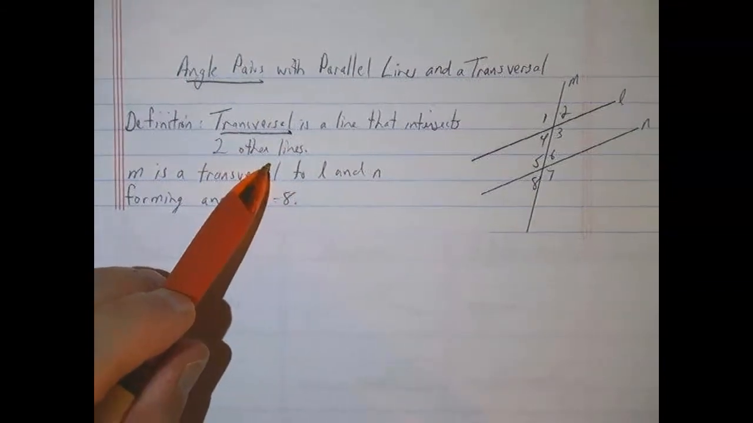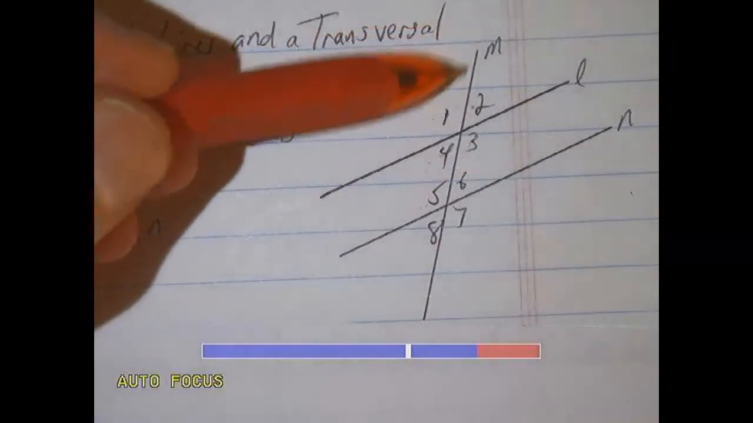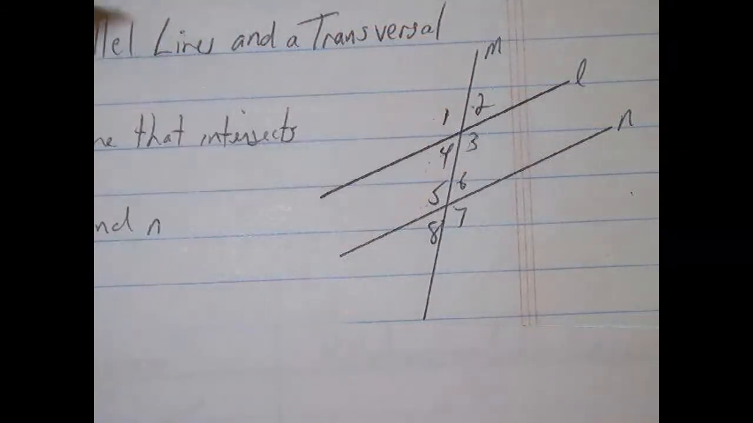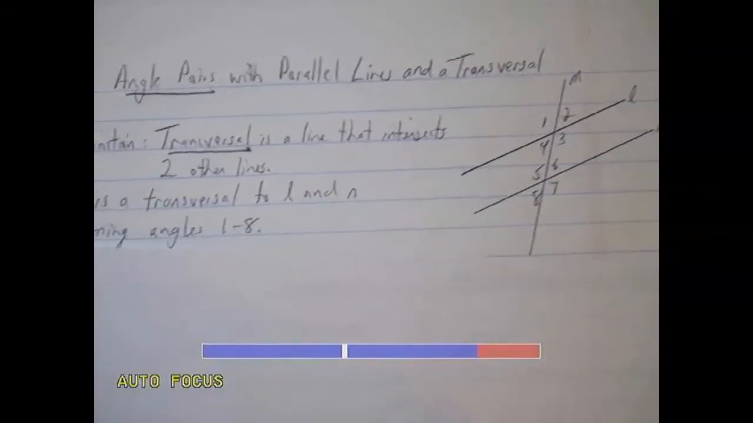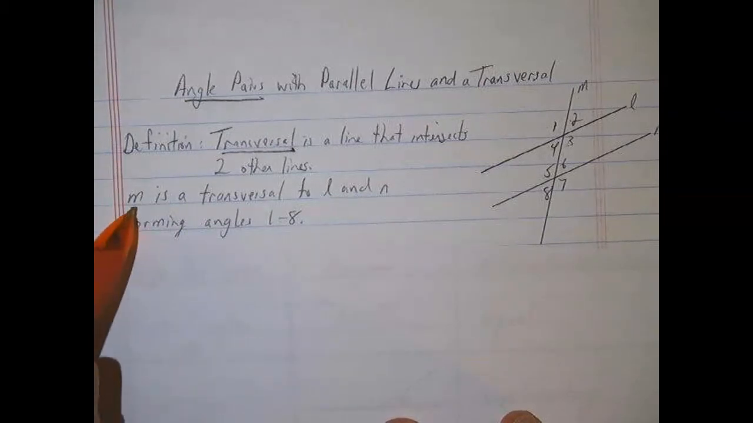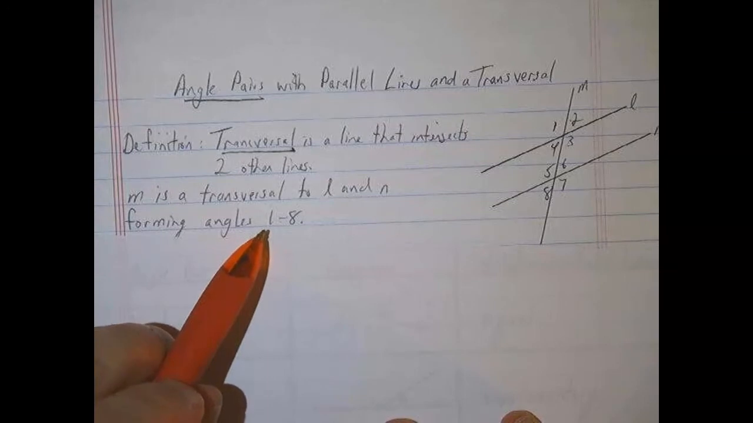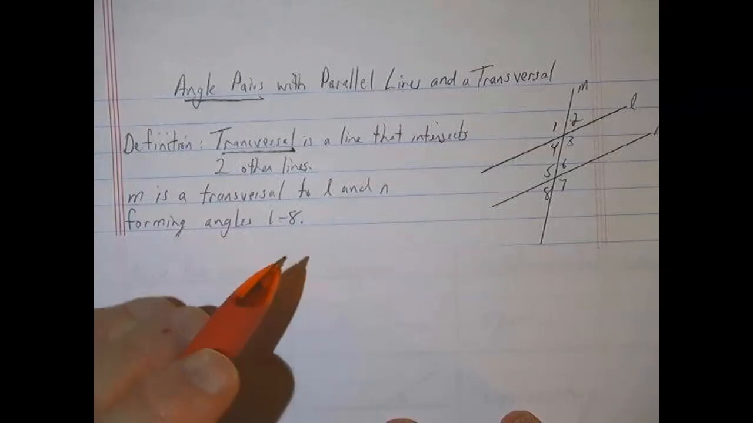That's it. So in the case of the diagram that you're looking at right here, M crosses lines L and N. So M is a transversal. Now when this happens, as you can see in the diagram, when M is a transversal to lines L and N, it forms 8 angles. Every single time you're going to form 8 angles. Every time you have two lines and a transversal, there's 8 angles.